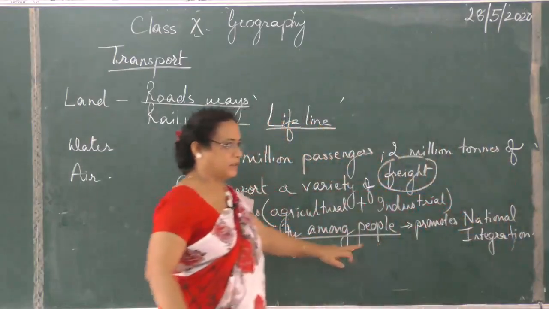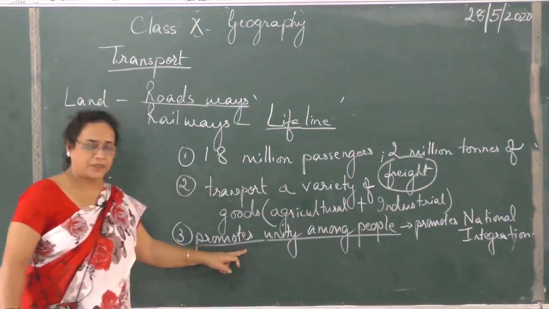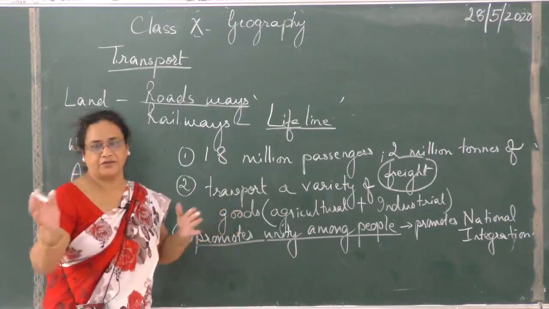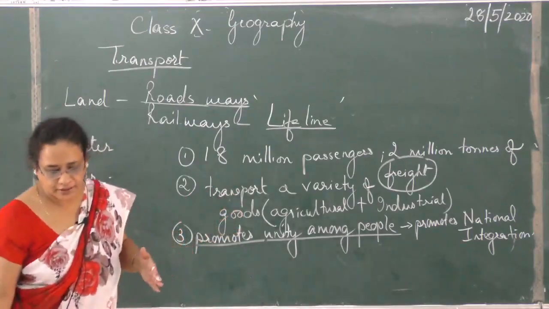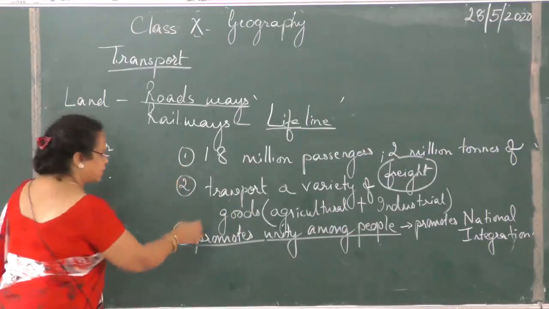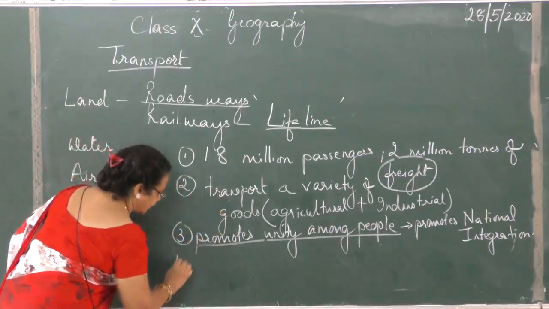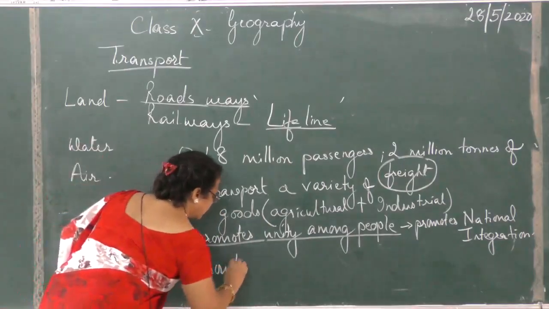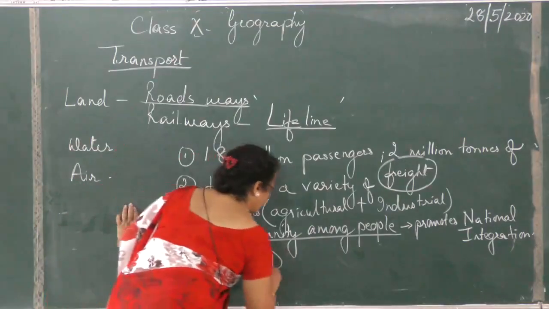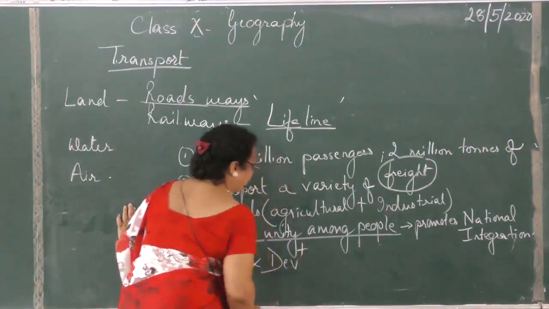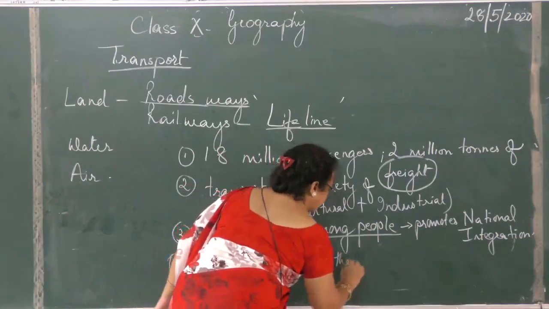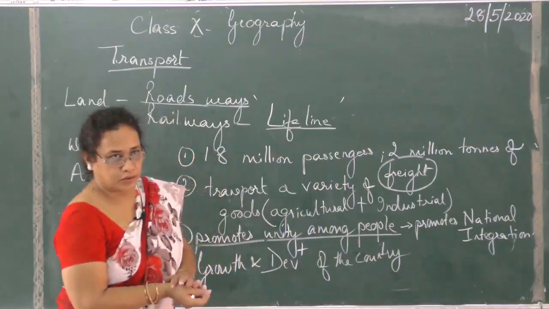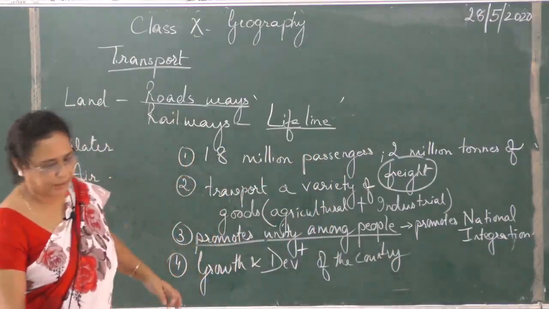This is very, very vital. Roads also help, but we give the credit to the railway lines because a bigger number of people are being taken from one place to another. And because of this reason, the second point, it promotes growth and development. Growth and development, I'm writing the short form, of the country. Promotes the growth and development of the country.